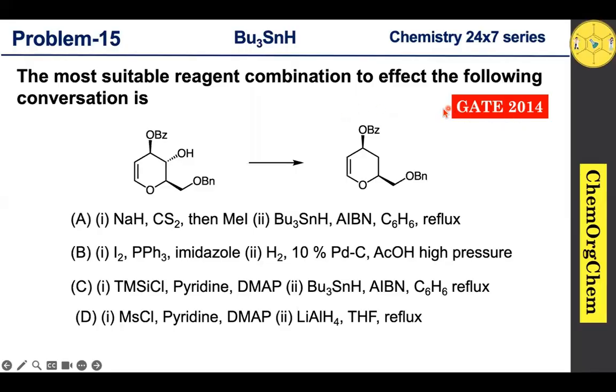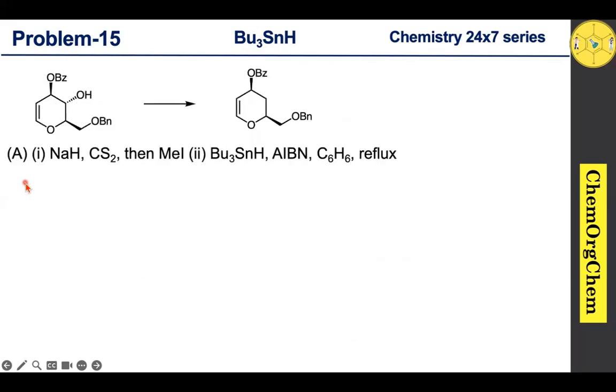This is the question from the year 2014. According to this question, this substrate is converted into this product by using particular reaction conditions. Here you see there are four options given. Let's solve together which one is the correct option for this question. Here we are going to see each reaction condition, what is going to happen and what final product is produced. Based on that, we will figure out which one is the correct option.